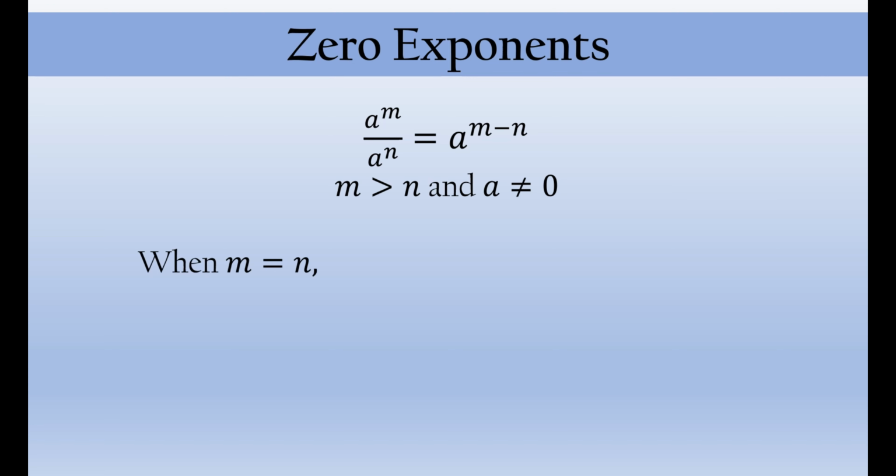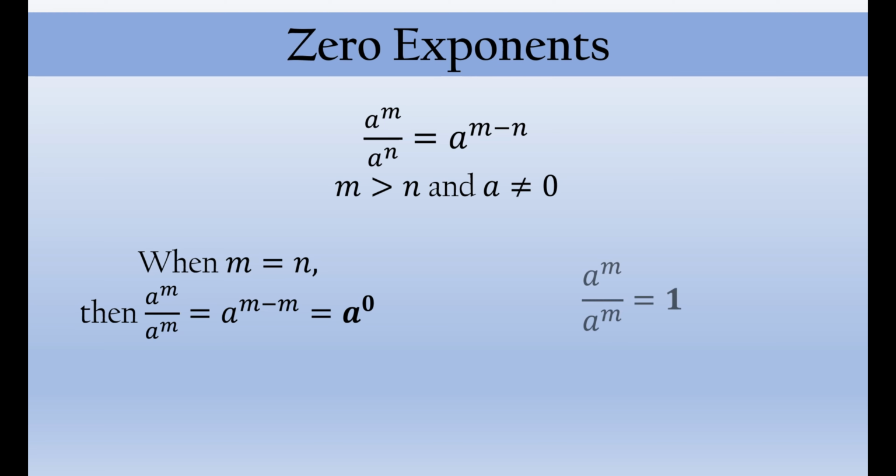From the laws of exponents, we know that a raised to m over a raised to n is equal to a raised to m minus n, where m is greater than n and a is not equal to 0. Suppose we want to hold this law even when m is equal to n. Then a raised to m over a raised to m is equal to a raised to m minus m, which is further equal to a raised to 0.